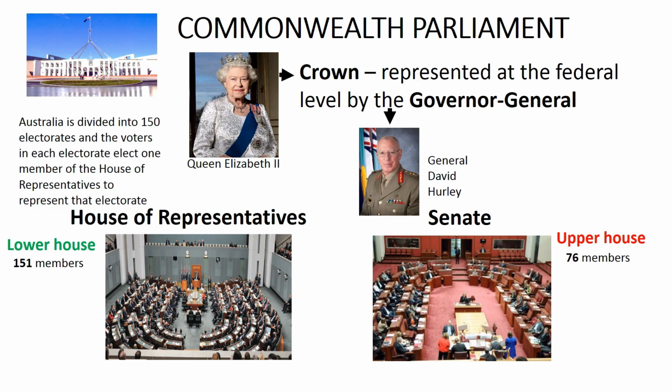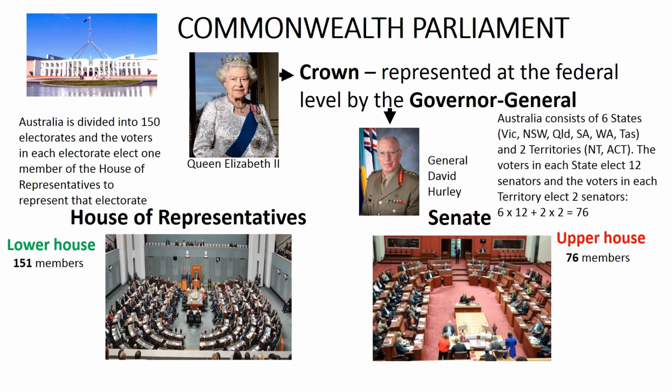On the other hand, the Senate has 76 members. As I've said, Australia consists of 6 states and 2 territories. The voters in each state elect 12 senators for that state. The voters in each territory elect 2 senators for that territory. Because there are 6 states, this means that there are 6 times 12, that is 72 senators elected for the states. Because there are 2 territories, this means that there are 2 times 2, that is 4 senators elected for the territories.